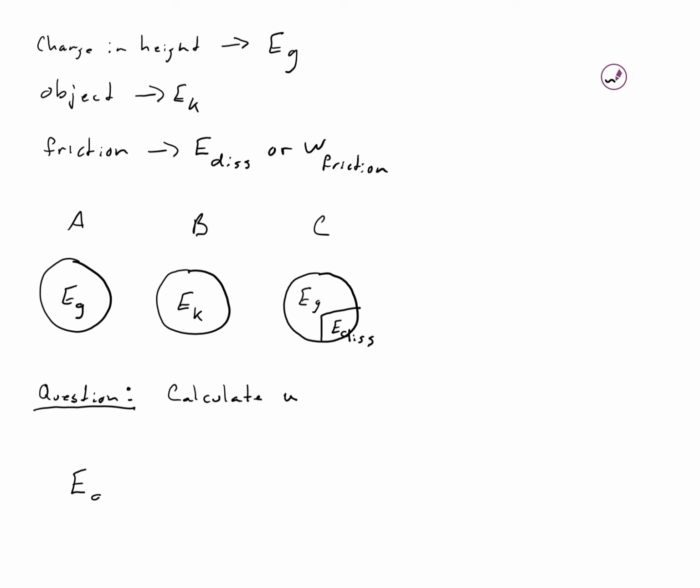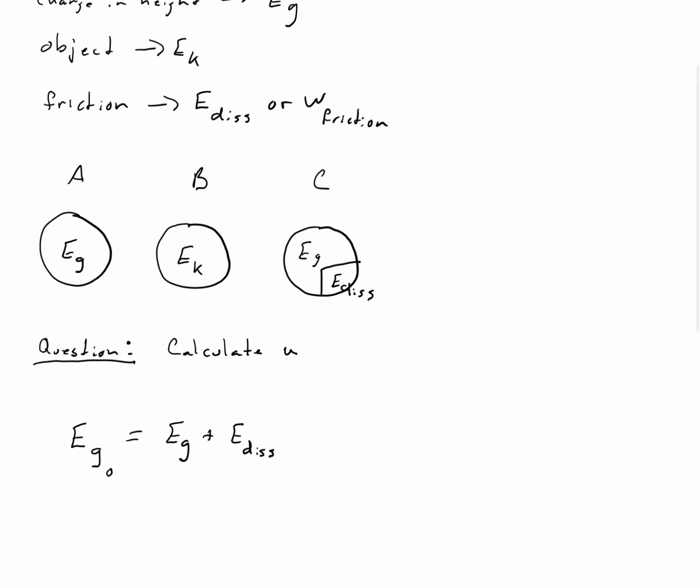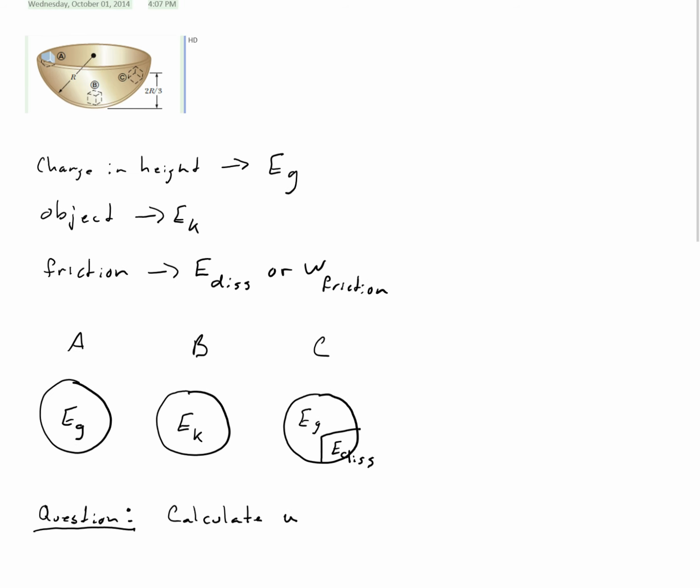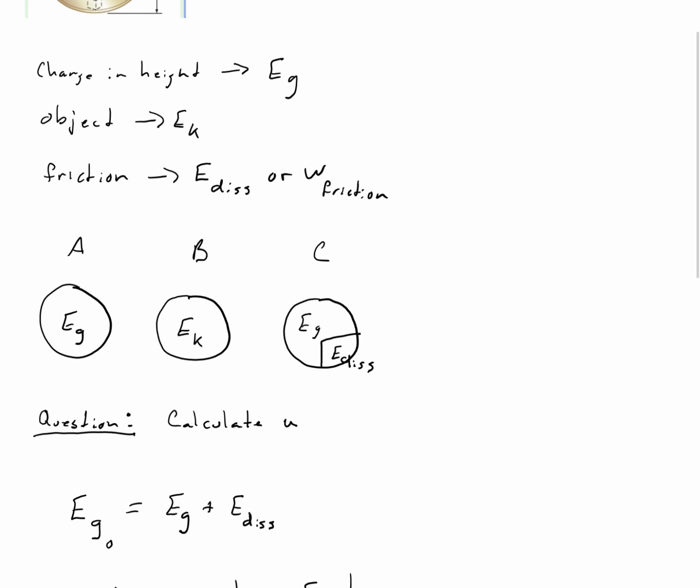So that would tell us that we have gravitational potential energy equal to gravitational potential energy after, so sub-zero, plus energy dissipated. So we have mgh0 is equal to mgh plus force of friction times distance d. Now here the challenge would not be finding distance d, because it's a circular path and you could figure out what the distance traveled is.